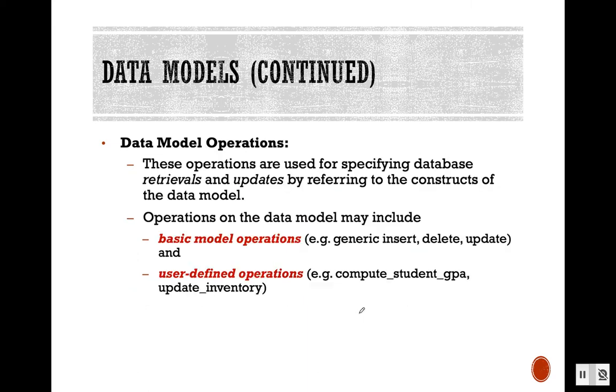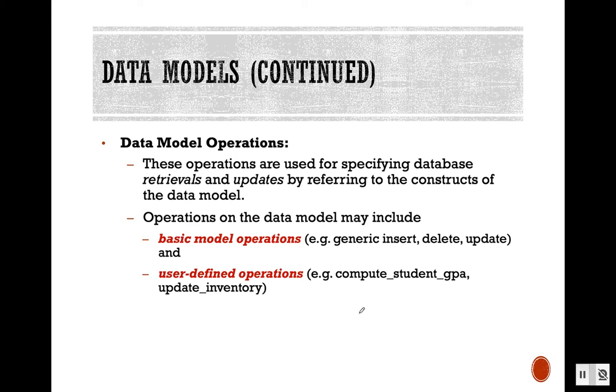The data model will also specify the data model operations. Those operations are used for specifying database retrieval and manipulation by referring to the constructs of the data model. The operations on the data model can be of two types: basic model operations and user-defined operations. Basic model operations are simple operations, like inserting a new record, deleting a record, or updating a record.